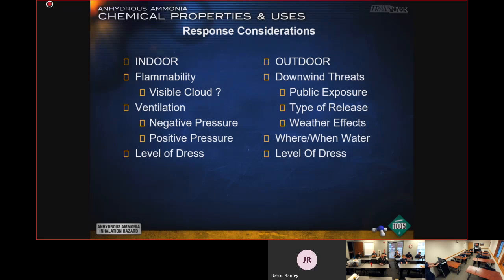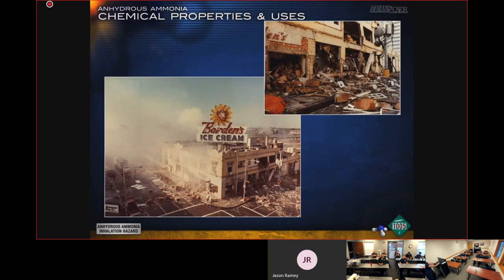Weather effects are going to be huge. If it's raining, that's great. Like a day like today, if you have rain, it'll probably keep it down. If it isn't, you know, if it's hot, if it's humid, windy, you're going to have different kinds of problems. And then again, same thing, we consider our level of dress. We don't have options. You're either going to wear full gear or not.